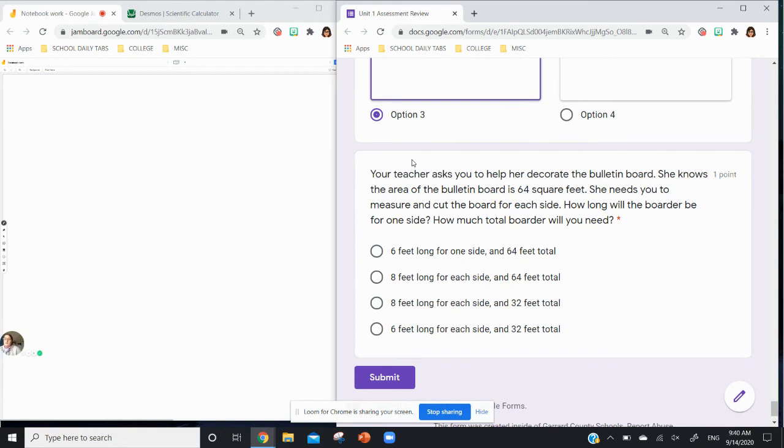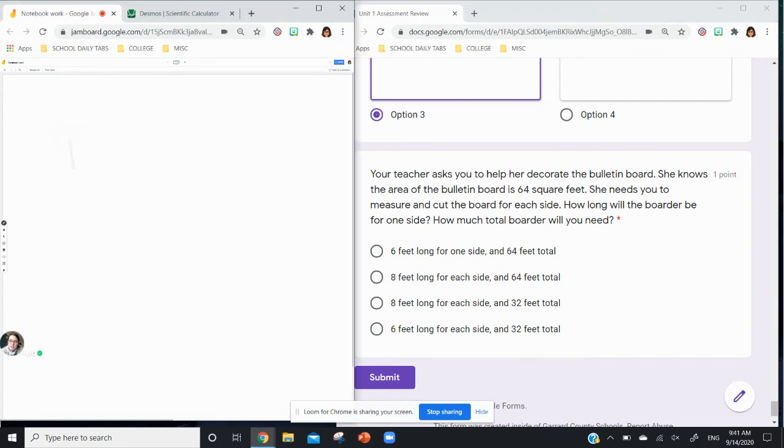It says, your teacher asked you to help her decorate the bulletin board. She knows the area of the bulletin board is 64 square feet. She needs you to measure and cut the board for each side. How long will the border be for one side? How much total border will you need? There are going to be 2 answers for this question, I can already tell. So whenever I get a word problem like this, I always like to draw a picture. That just helps me think about it.